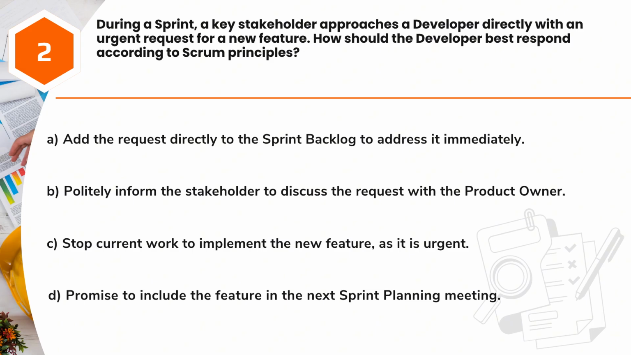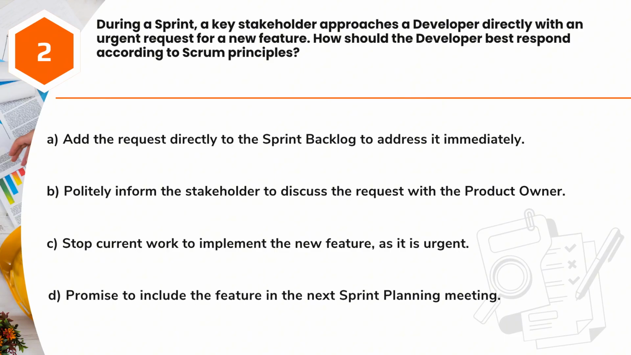Question 2. During a sprint, a key stakeholder approaches a developer directly with an urgent request for a new feature. How should the developer best respond according to Scrum principles? A. Add the request directly to the sprint backlog to address it immediately.